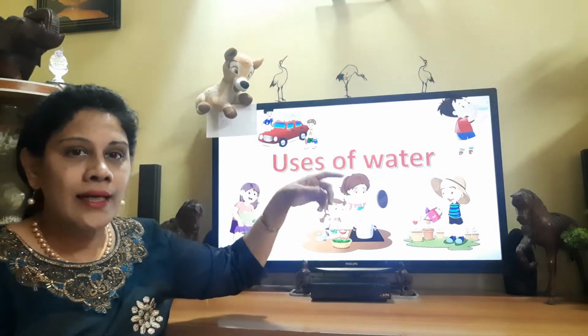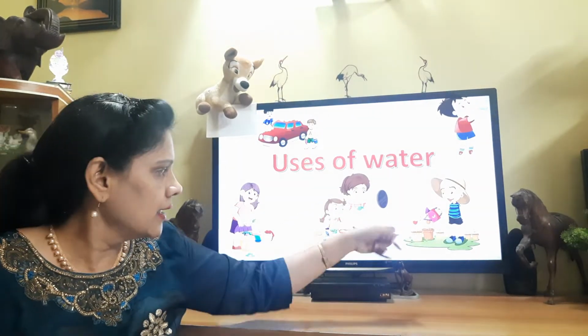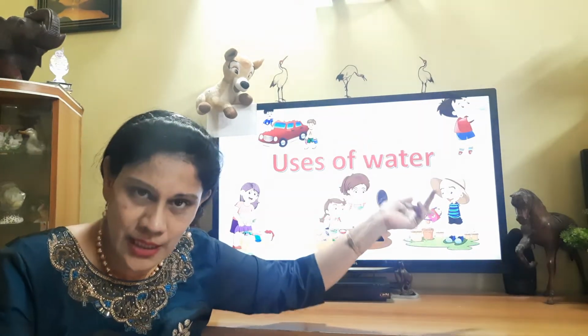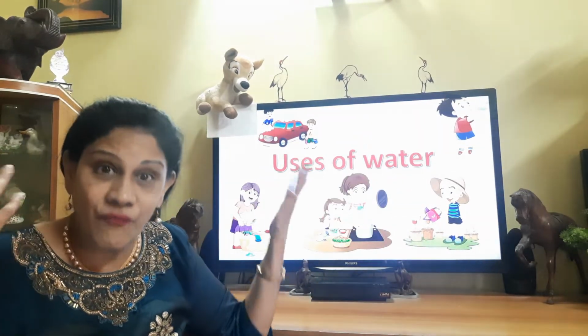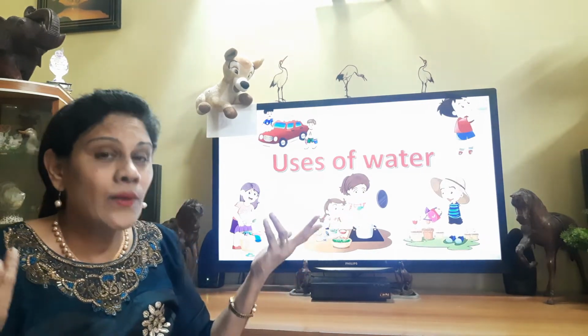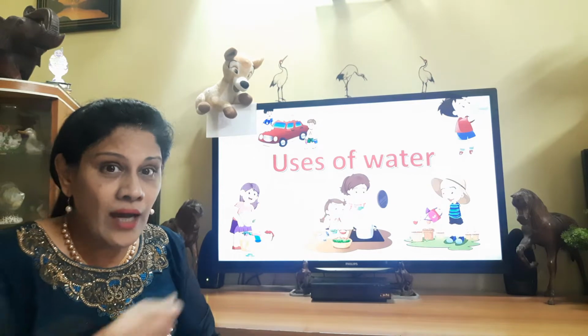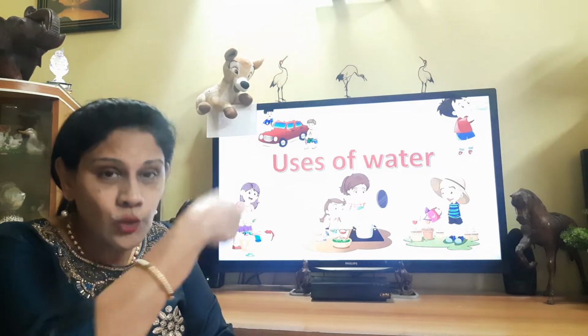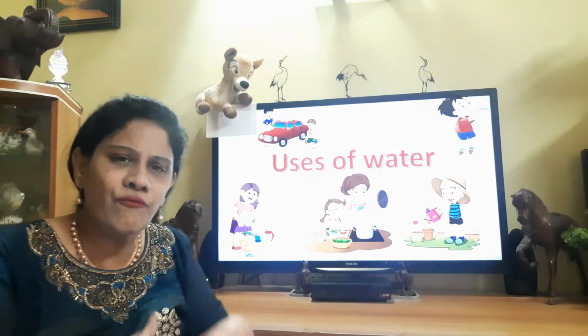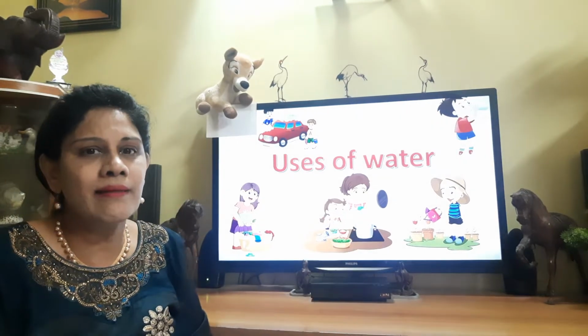For washing. Then I said for drinking, for cooking and for bathing. Then also plants require water, animals require water. Then when there is a fire somewhere broken out, we require water to put off the fire, right? When there is any fire anywhere, the fire brigade comes and with water he puts off the fire, right? So water is used for many things. There are different uses. You can use water for many things.